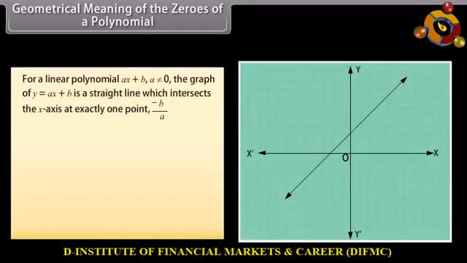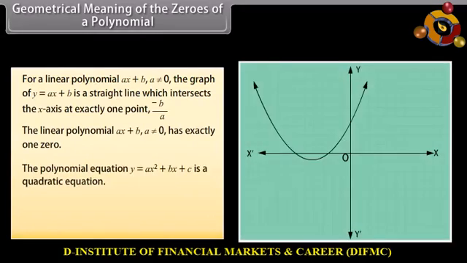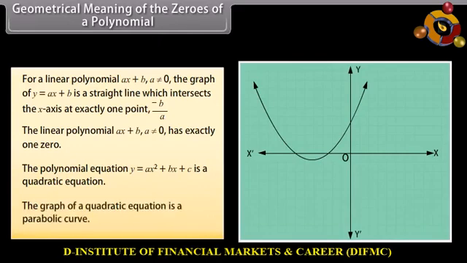Geometrical meaning of the zeros of a polynomial. For a linear polynomial ax plus b, a is not equal to 0. The graph of y is equal to ax plus b is a straight line which intersects the x-axis at exactly one point, minus b upon a. Therefore, the linear polynomial ax plus b, a is not equal to 0, has exactly 1 0. The polynomial equation y is equal to ax square plus bx plus c is a quadratic equation. The graph of a quadratic equation is a parabolic curve.